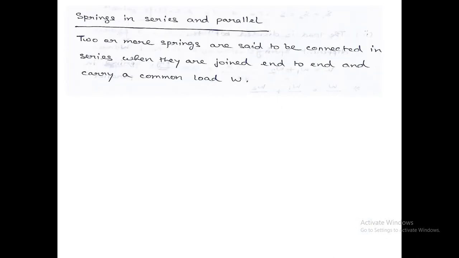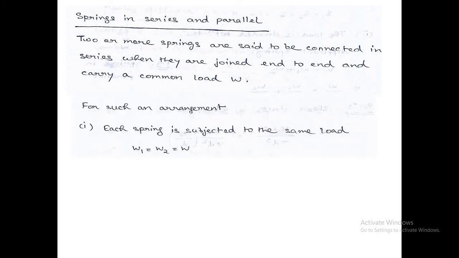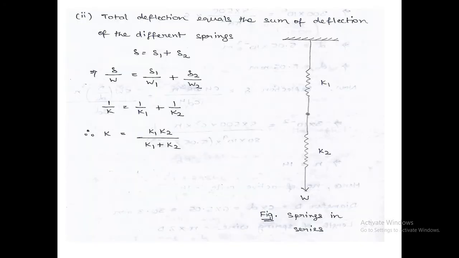Okay, next let's discuss springs in series and parallel. Two or more springs are said to be connected in series when they are joined end to end and carry a common load capital W. For such an arrangement, number one, each spring is subjected to the same load, that is W1 equal to W2 equal to W. Point number two, the total deflection equals the sum of the deflections of the different springs. So delta is equal to delta 1 plus delta 2, so delta by W equals delta 1 by W1 plus delta 2 by W2, and the next is 1 by k equal to 1 by k1 plus 1 by k2. From here we find k is equal to k1 into k2 divided by k1 plus k2.